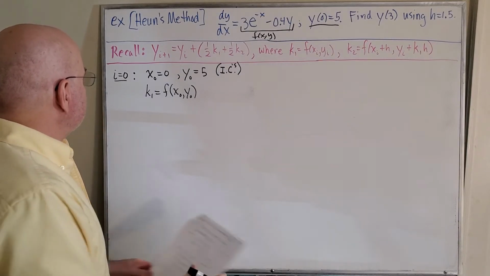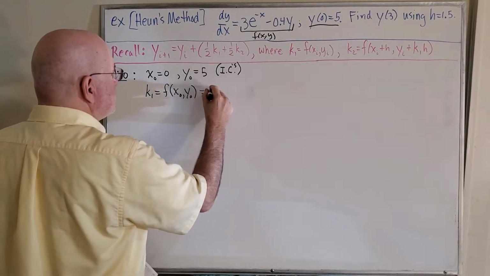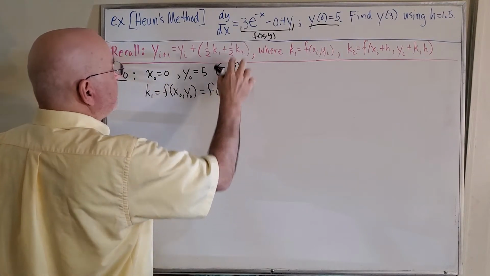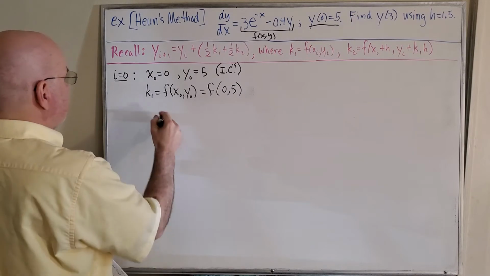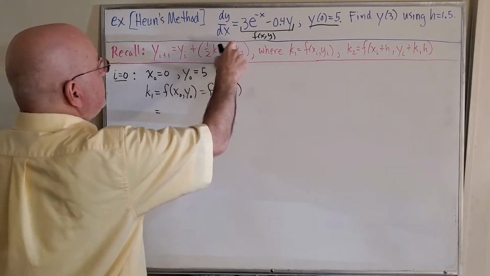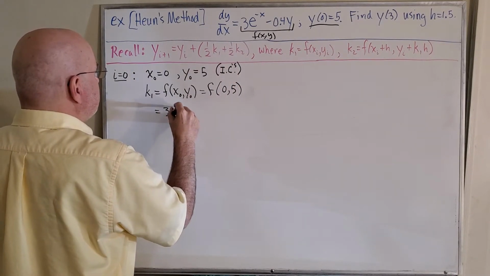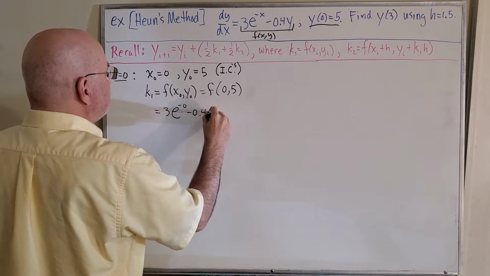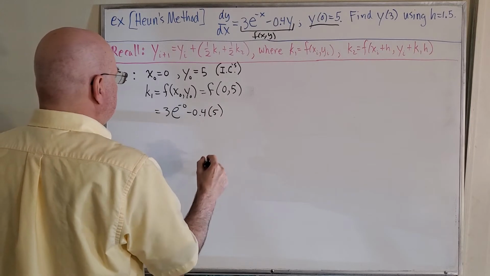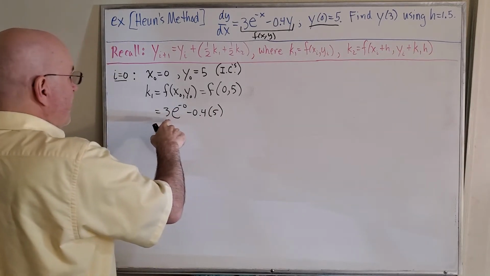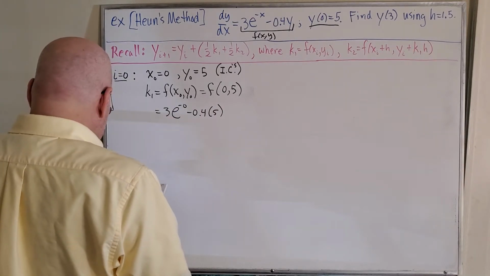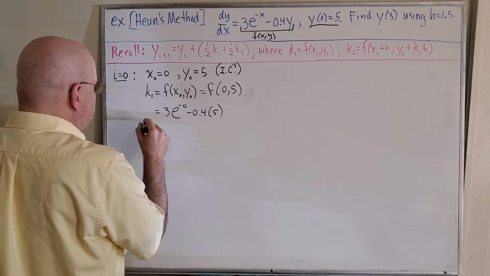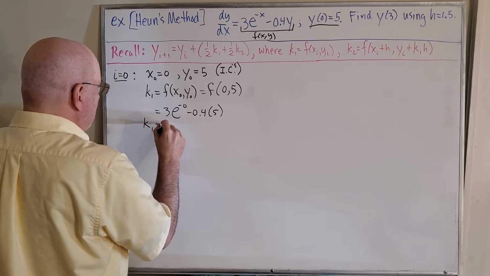So k1 is f of 0, 5. So we have to plug in 0, 5 into that formula. And we get 3e to the negative 0 minus 0.4 times 5. So that's 3 times 1. That's 3. 3 minus 2 just gives us a 1. So k1 equals 1.